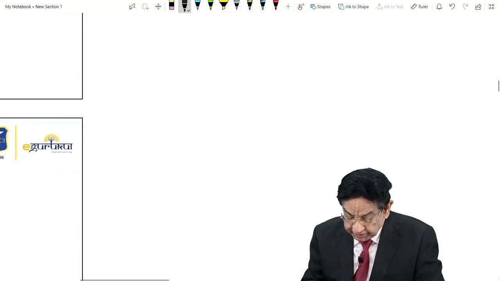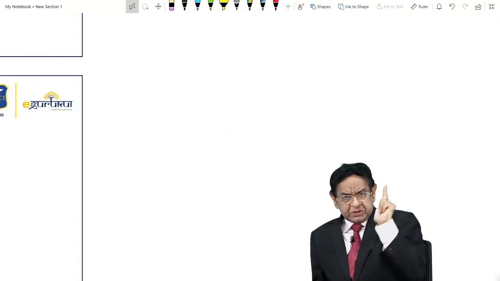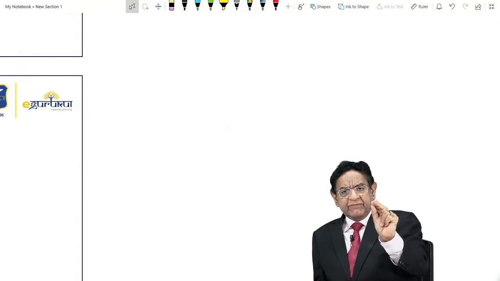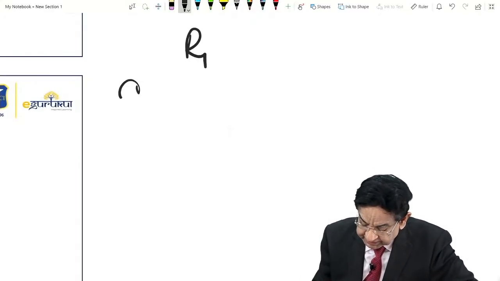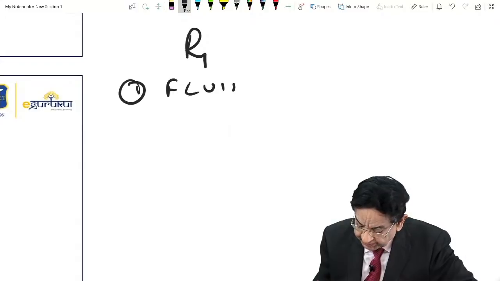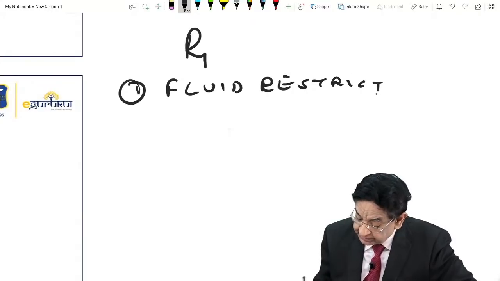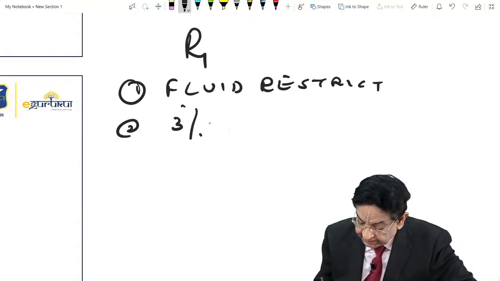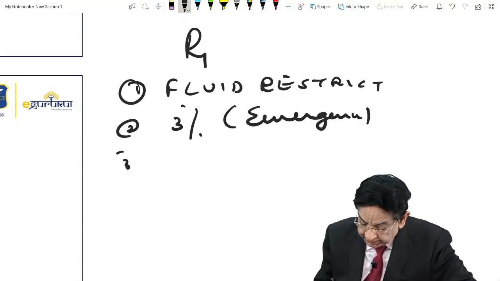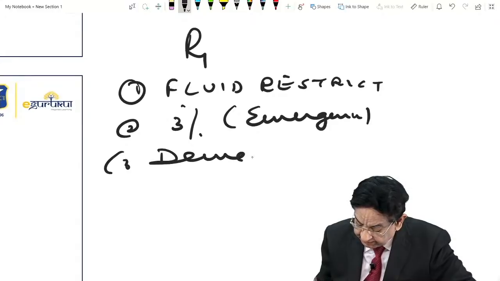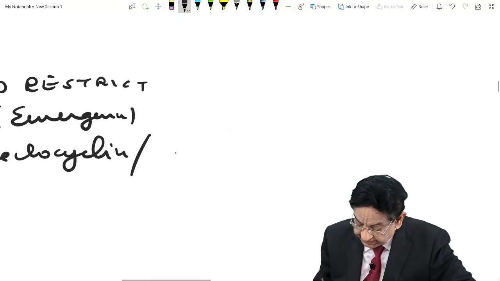So to complete the list of how to treat a case of SIADH: restrict fluid, 3% saline, conivaptan or demeclocycline. So friends, treatment: restrict fluid, 3% saline, emergency, demeclocycline, conivaptan.